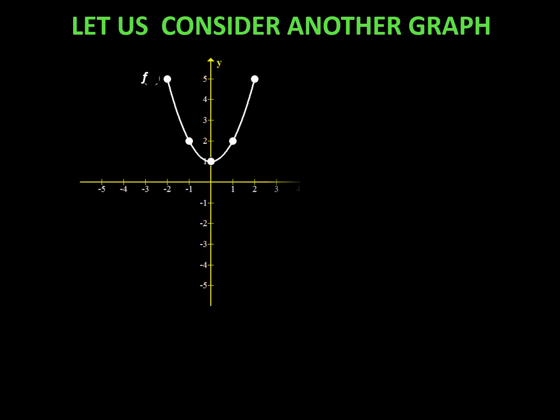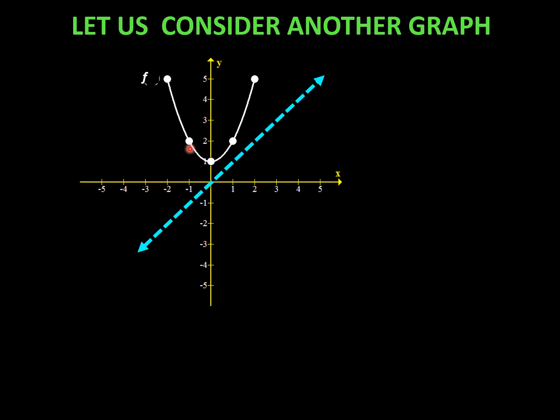Let's look at another graphical representation. There we have a function f, and this is a parabola. You can see this represents a function, right? A vertical line would cut it only once. Now let's take these points and reflect them in the line y equal to x. That means the x and the y coordinates are going to be interchanged. (2, 5) becomes (5, 2). (1, 2) becomes (2, 1), etc.